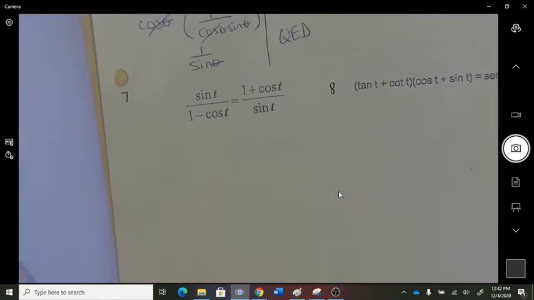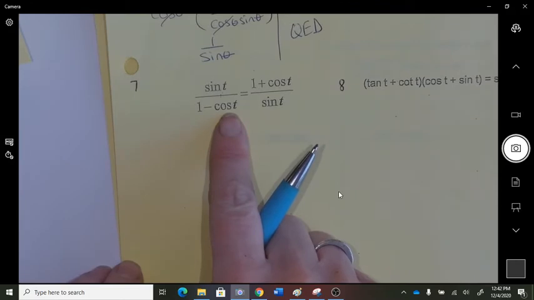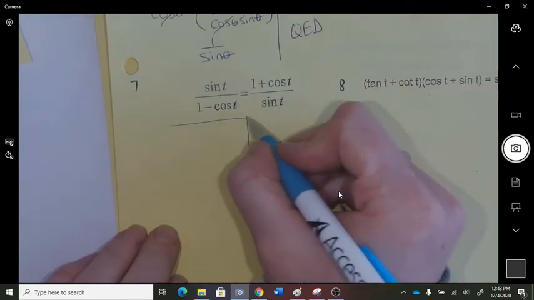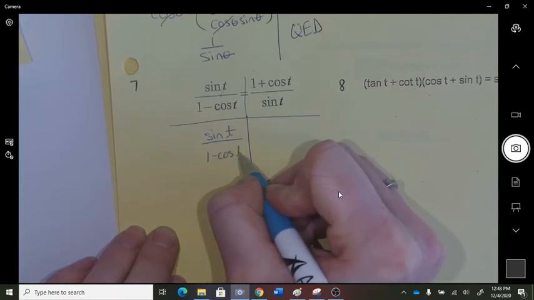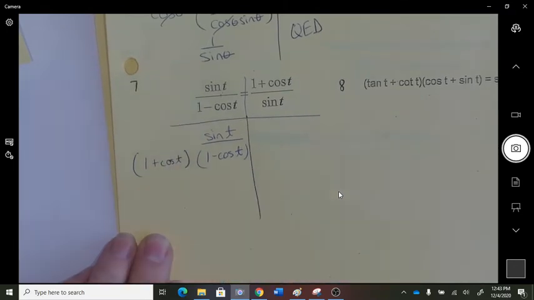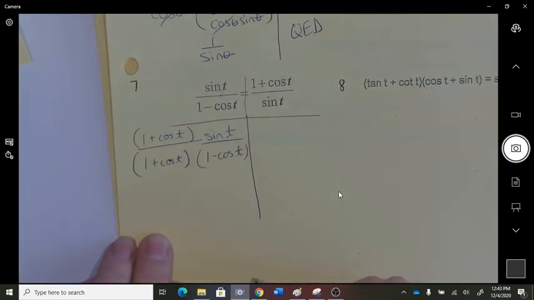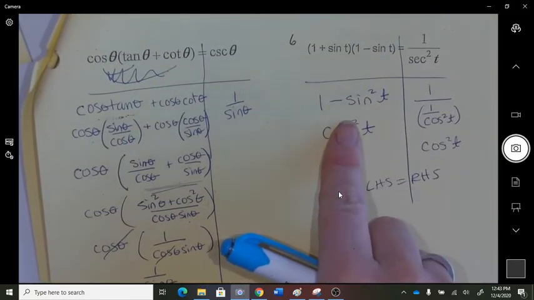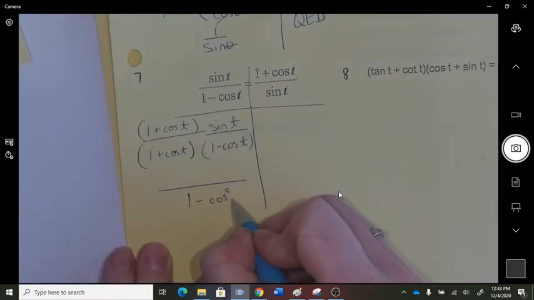Okay, next one. So when I see a 1 minus cos t, I often think of a conjugate. So I'm going to work from that side. A conjugate means I'm going to multiply it by 1 plus cos t, so I'd have to do the same on the top. When I multiply conjugates, it creates a difference of squares. So 1 minus cos squared t.